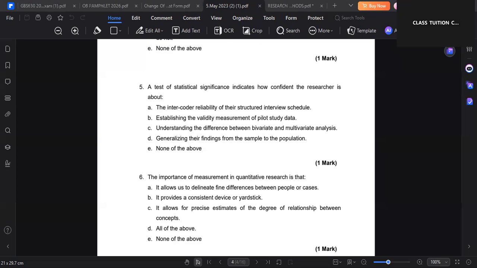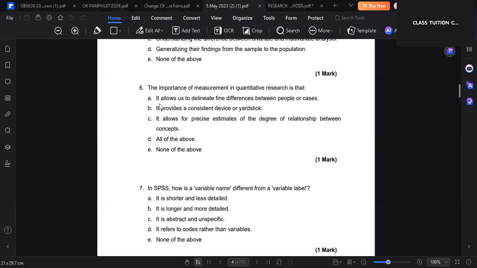Number 6, the importance of measurement in quantitative research is that it allows us to delineate the differences between people and cases. It improves consistency. It allows precise estimation, or all of the above, none of the above. Answer 6 is what? All of the above, because measurement helps with precision, comparison, consistency, and relationship analysis. Okay, is that clear? Someone to try question number 7.